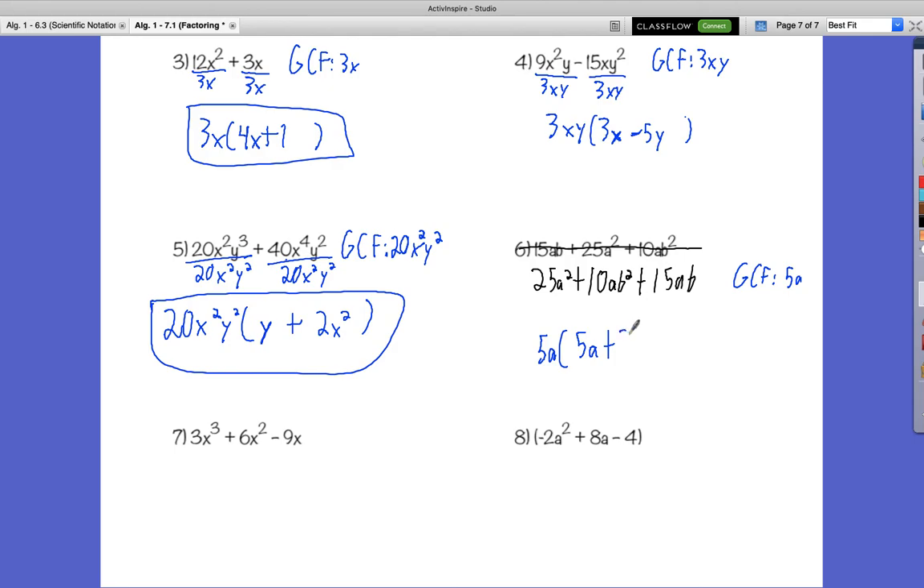Not 2ab squared, but 2b squared. So we factor out the 5 and get 2. Factor out the a, we don't have any more a's left, so we just have b squared. And then 15ab, factor out the 5a, is plus 3b. We can double check our work: 5a times 5a, 25a squared. 5a times 2b squared, 10ab squared. 5a times 3b, 15ab. One more clarifying question before we box our answer: is there anything we can take out more, or anything we have in common inside the parentheses? Nope. Okay, we're done.